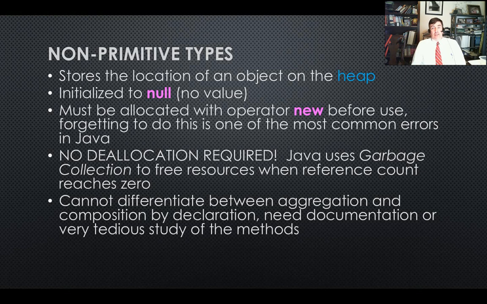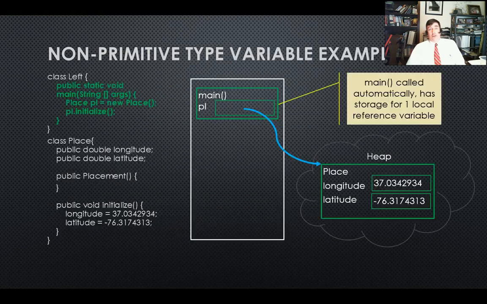And you cannot differentiate between aggregation and composition by declaration. That's problematic. That means you need documentation, or you need very tedious study of methods to understand what kind of composition is represented. Personally, I think documentation is the way to go, and we'll get to that in, I think, Module 7, possibly Module 8. So don't worry, it's coming up.